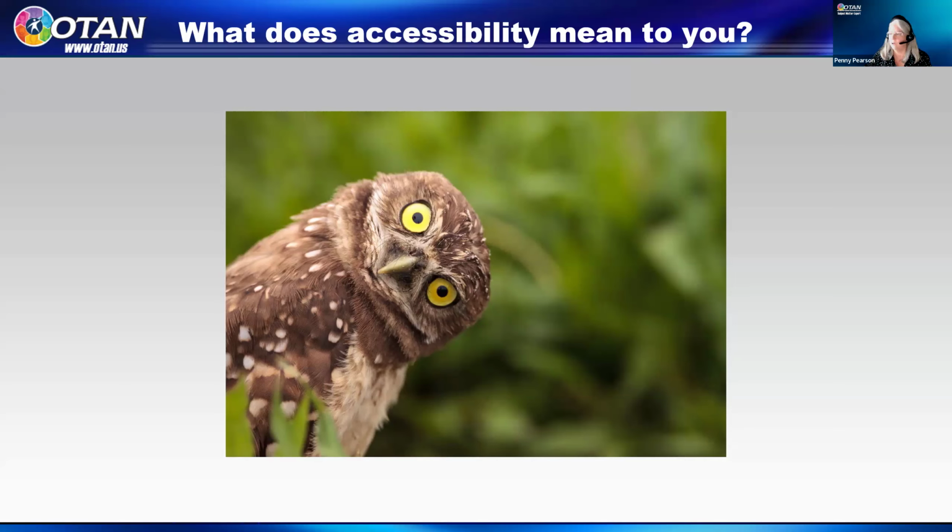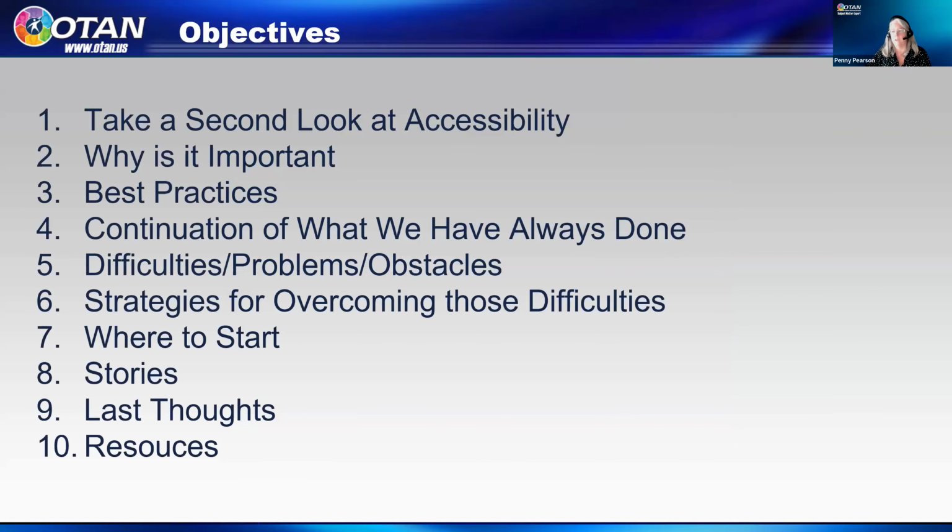So let's take a look at what we're going to be working on today. We're really going to talk more about accessibility, the importance of it, some best practices, not all, and a little bit about a continuation of what we've always done. And that takes on some nuances that we'll talk about, because as with everything and with change, we always run into difficulties, problems and obstacles. Sometimes we can be very good about troubleshooting and finding ways around those. But we really want to provide you with some strategies to overcome some of those that may come up within your organization. So we'll talk a little bit about where to start.